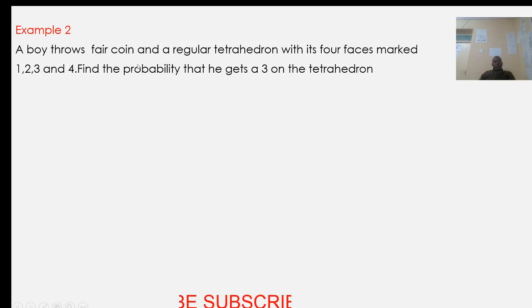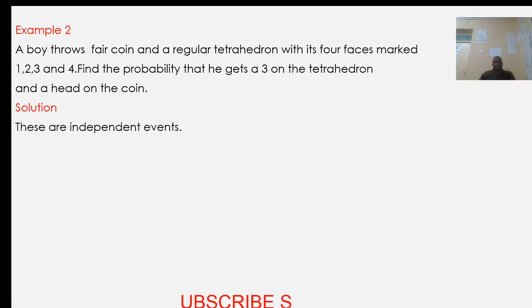He throws a fair coin and a tetrahedron. Find the probability that he gets a 3 on the tetrahedron and a head on the coin. So we need to draw the probability space first. You realize that these events are independent events.